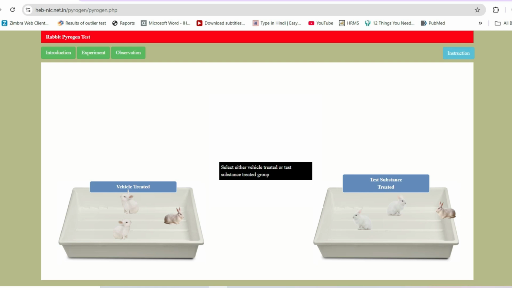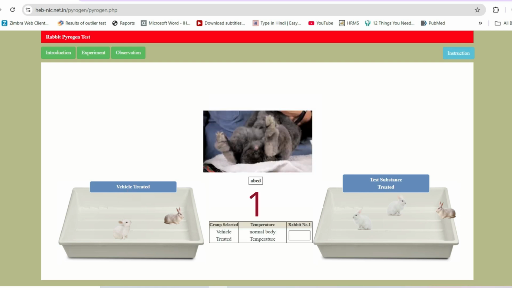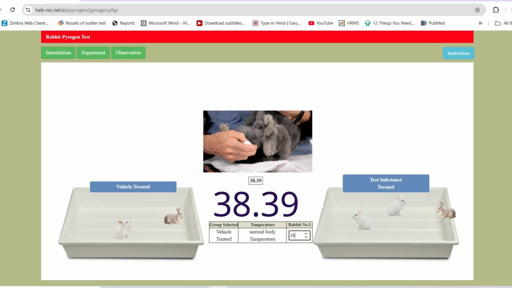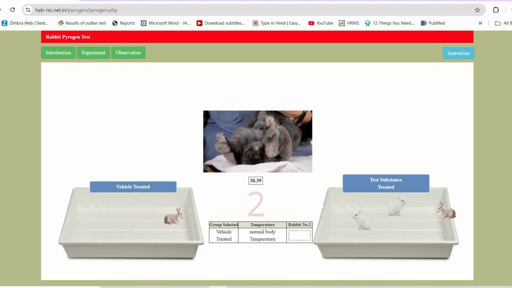While you are conducting this type of experiment in real, you do this experiment one by one on the animals. Suppose you have injected this rabbit, you have to note the time also. So now we are inserting the thermometer inside the rectum. It is showing the temperature right now, 38.39. Next animal we will select here.